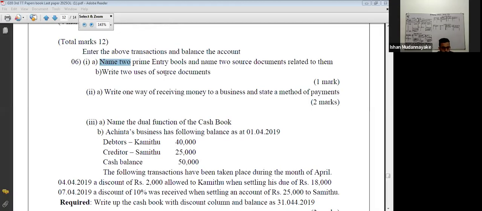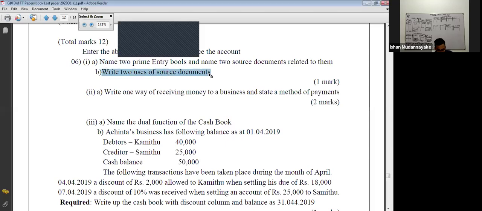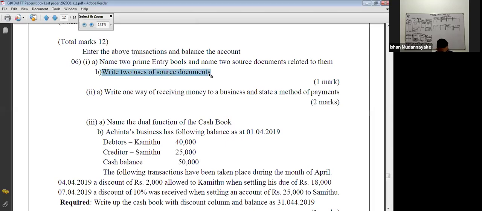Two uses of source documents. Students, two uses of source documents. Here, uses means advantages of maintaining source documents. If you have source documents in each transaction, what are the advantages? These are the advantages.